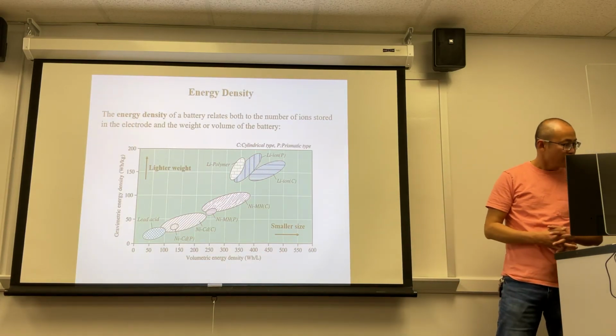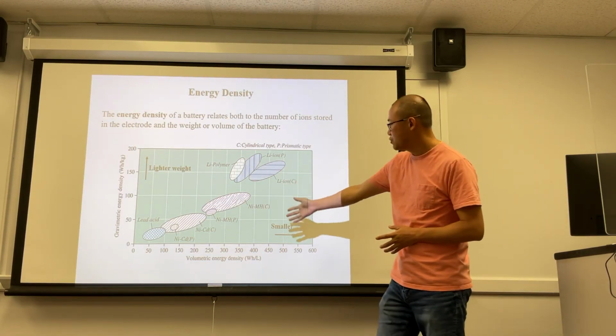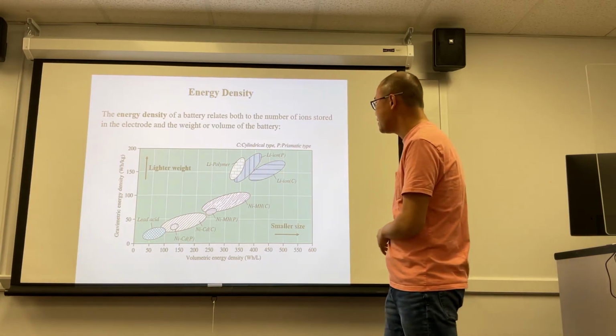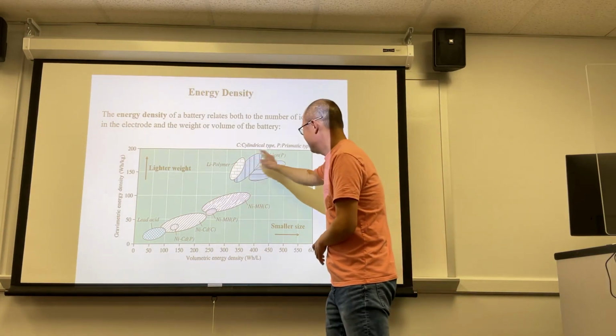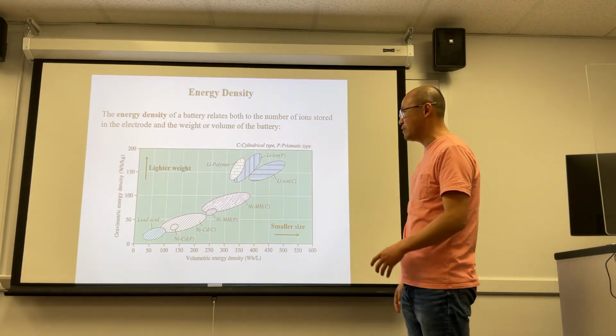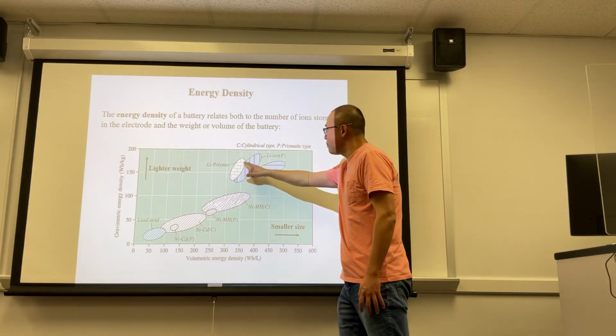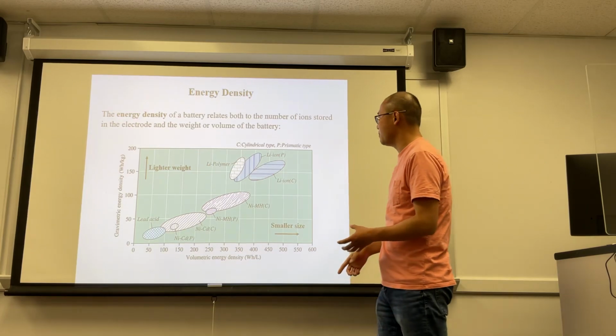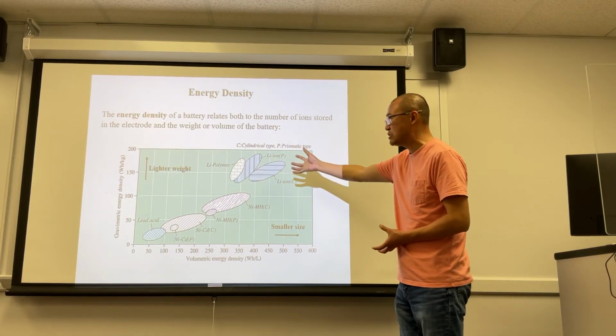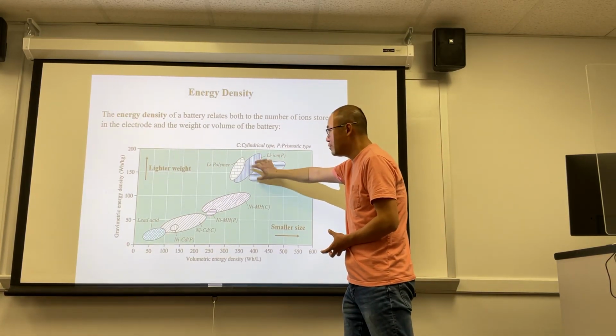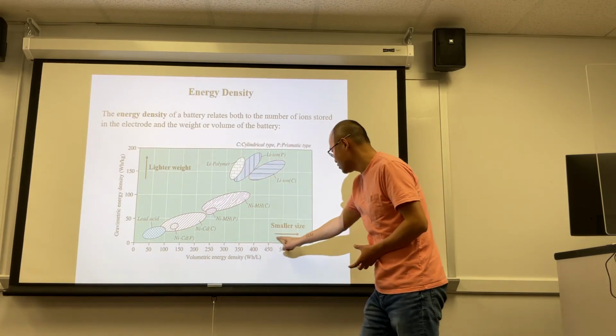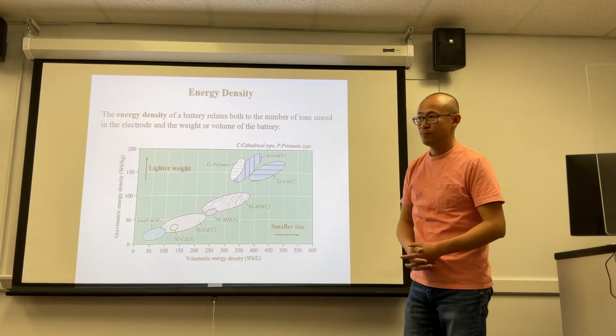Okay, and this one shows you what is called energy density. You can see this is where lithium batteries are located. Lithium polymer and lithium ion batteries are located here. It shows these batteries not only have smaller weight, but also smaller size.